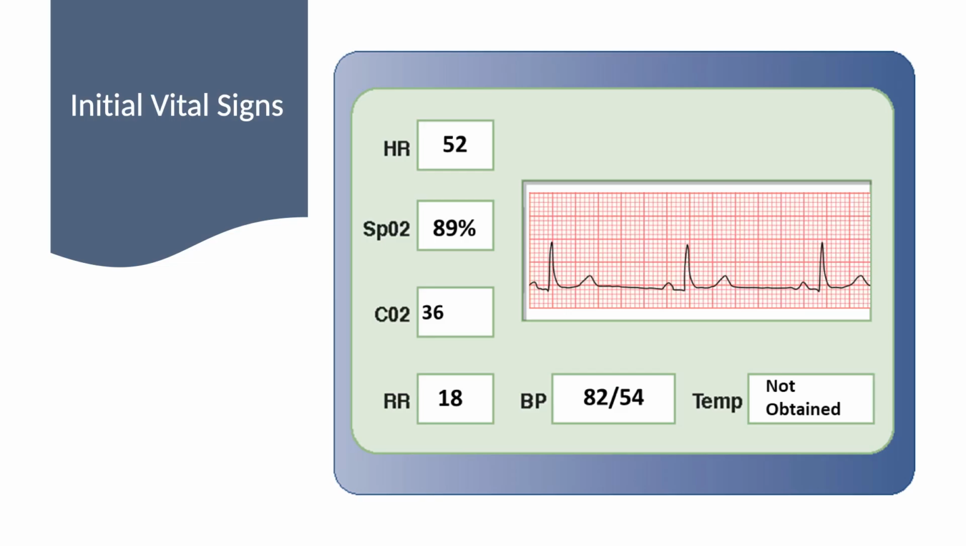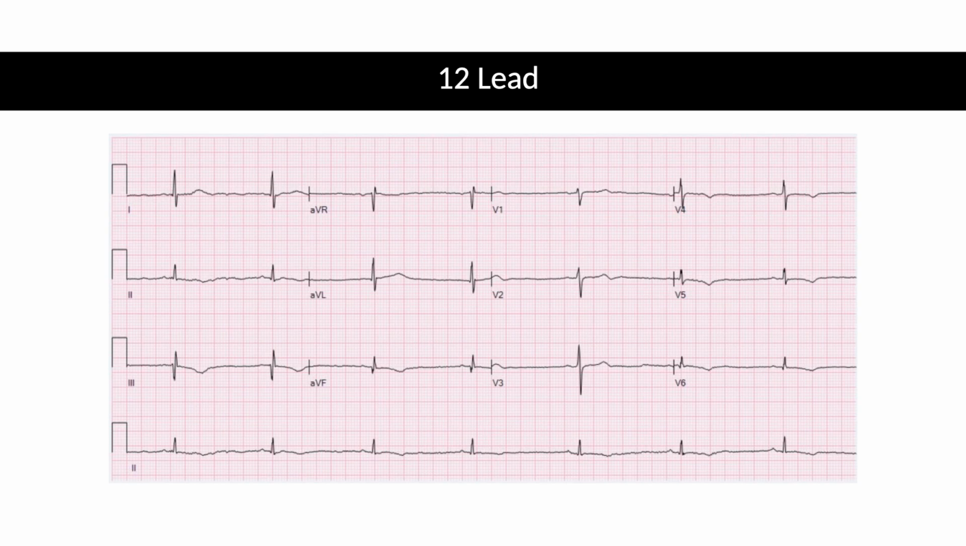You get a set of vitals for yourselves, and you see a heart rate of 52. Their SpO2 is 89% on room air. End-tidal is 36 with a normal waveform. They're breathing at 18 times a minute, and their blood pressure is 82/54. You obtain a 12-lead EKG, and you see this EKG on your patient.